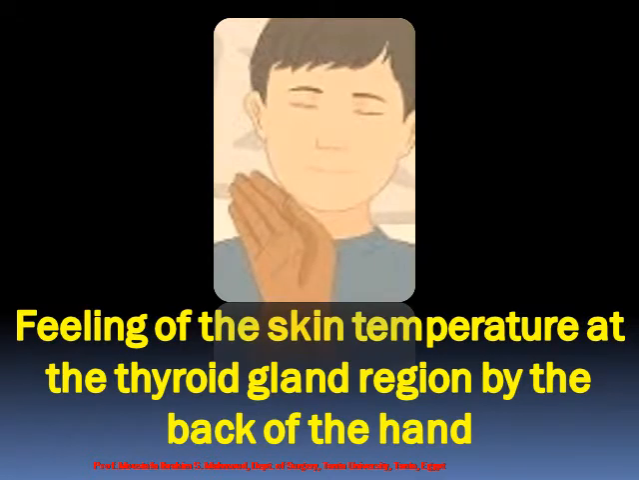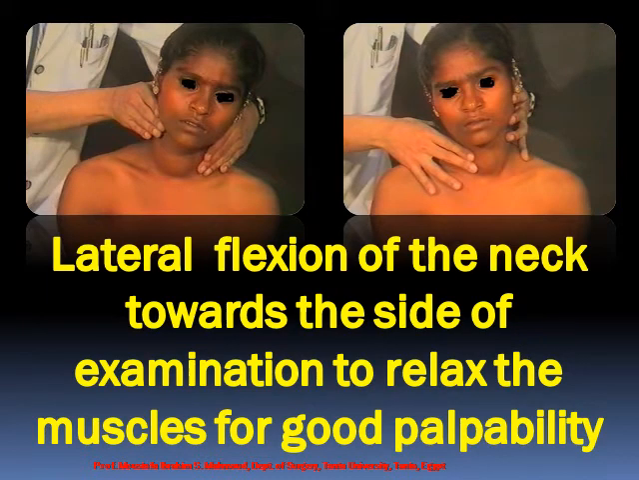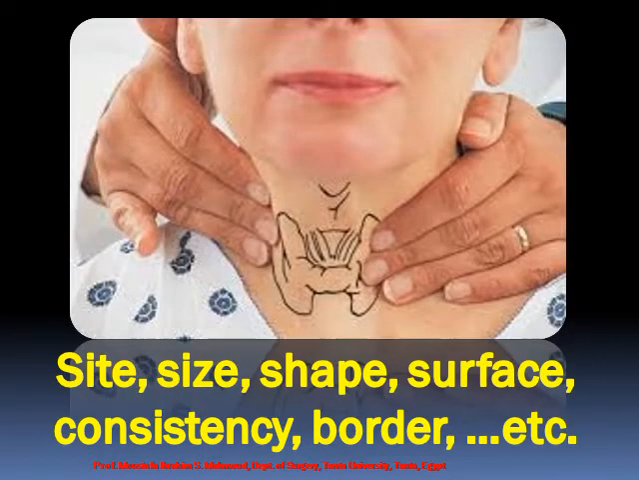Feeling of the skin temperature at the thyroid gland region by the back of the hand. Gland palpation for tenderness. Lateral flexion of the neck towards the side of examination to relax the muscles and give good palpability. Palpate for the size, the shape, the surface, the consistency, the border, and others.